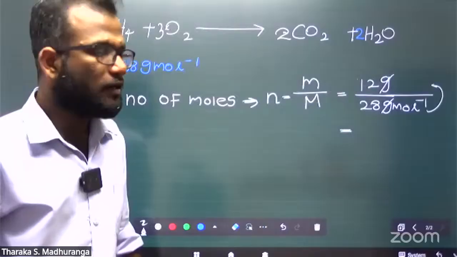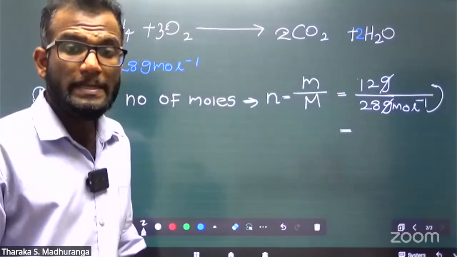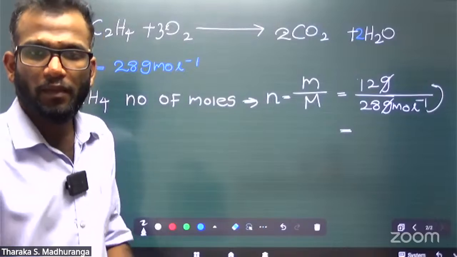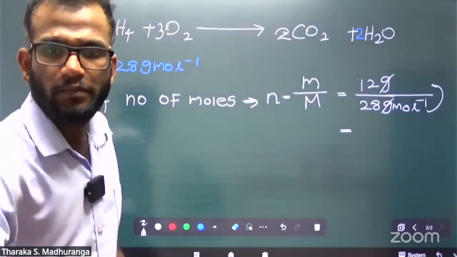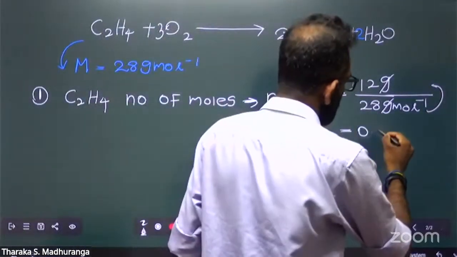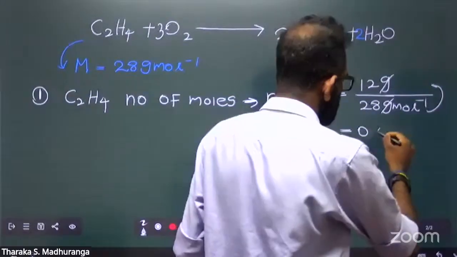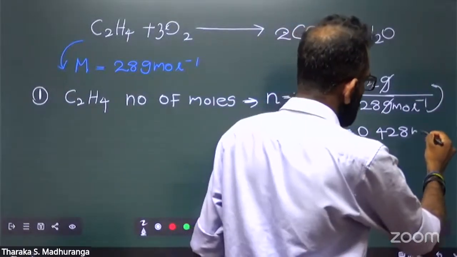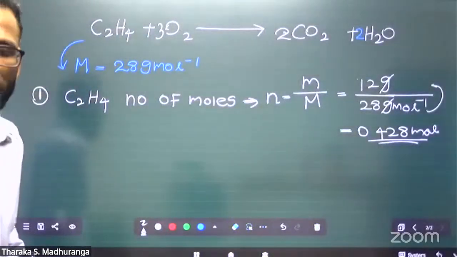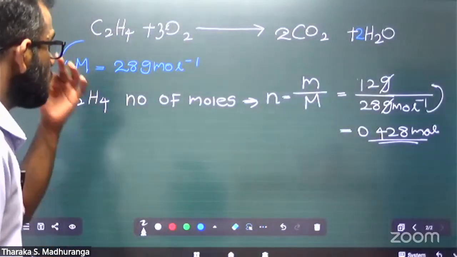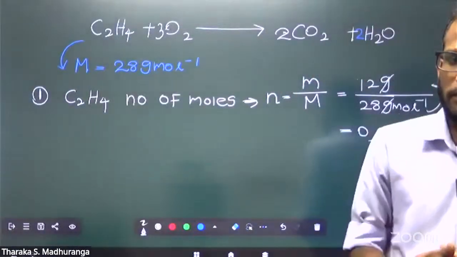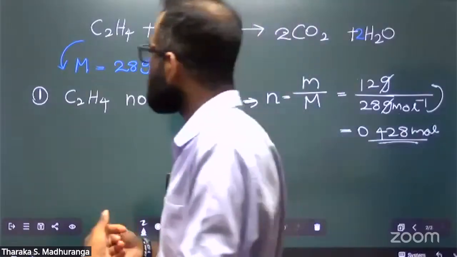What is the answer? 12 over 28 is 0.428 moles. Very good. 0.428 moles. Okay, now I found the ethylene number of moles added.